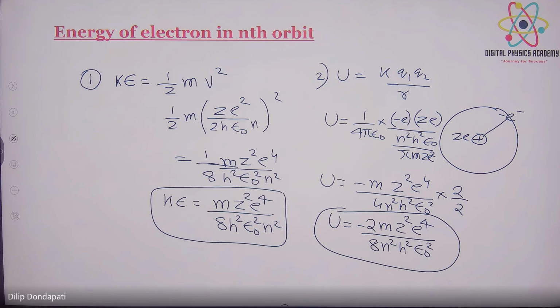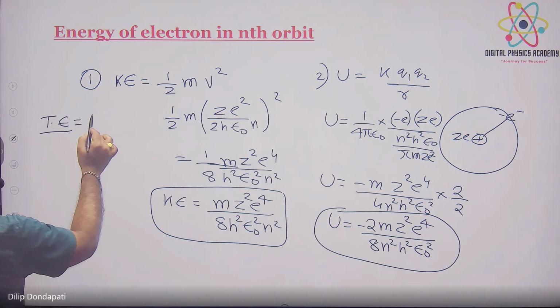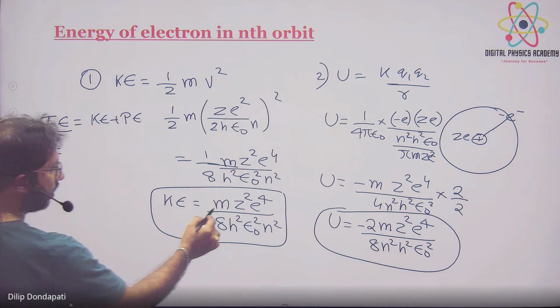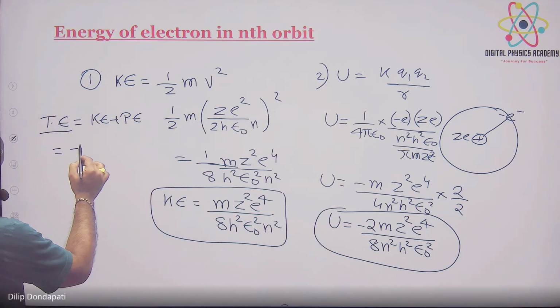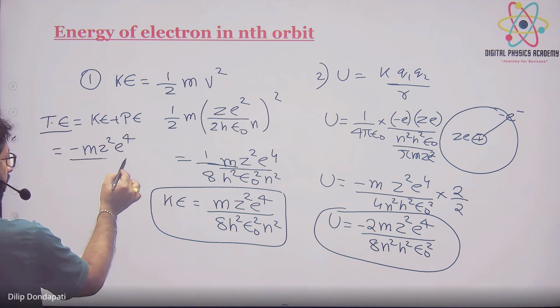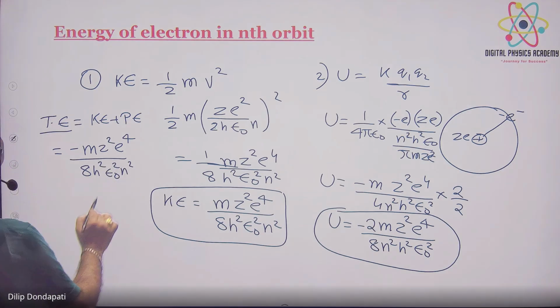Okay. Yes. Now calculate total energy. Total energy is nothing but kinetic energy plus potential energy. So if you add these two, denominator the same है. Just add किया तो क्या होगा? Minus में आएगा ना? So minus m z square e power 4 by 8 h square epsilon square n square. This is total energy.